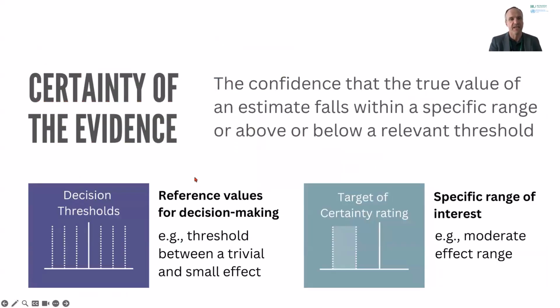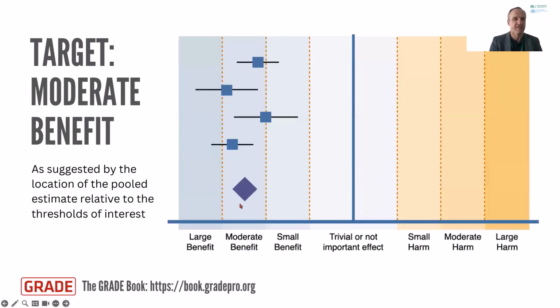So the certainty of the evidence, again, is about whether or not an effect falls in a specific range or above or below a threshold. So here decision thresholds, and here if the certainty is just beyond a threshold, then that can also be described. So let's start with an example. So for instance, if a meta-analysis suggests that there's overall moderate certainty in the evidence, that there's an overall moderate benefit, then your target of the certainty rating becomes that moderate benefit in absolute terms. And the studies may actually be disseminated like this. So that becomes the target of your certainty rating.